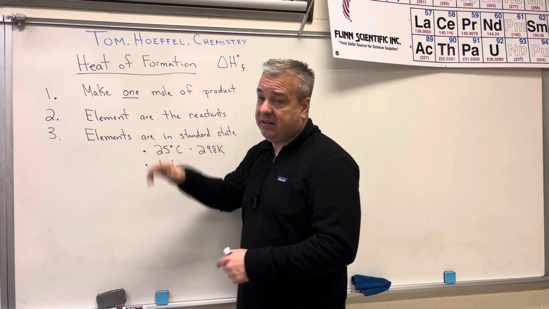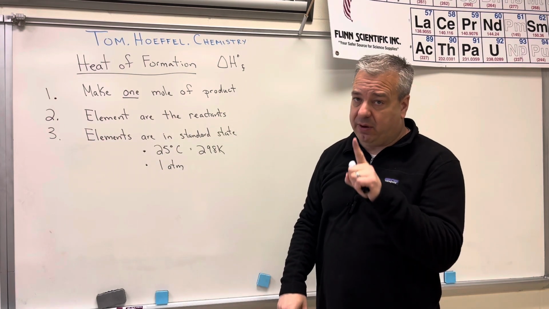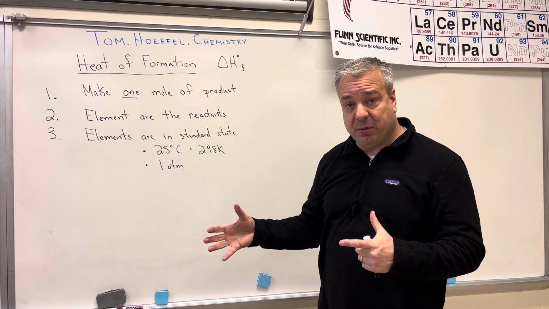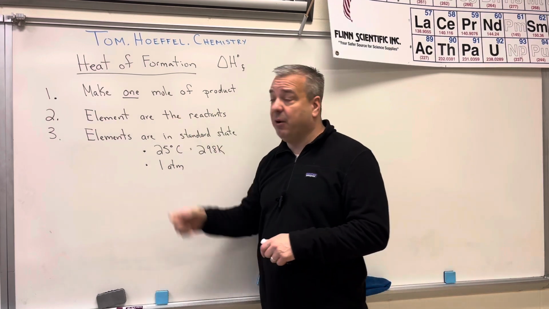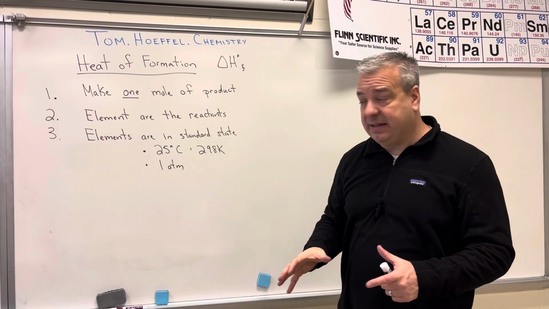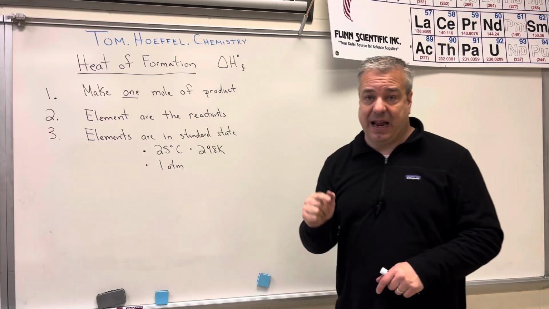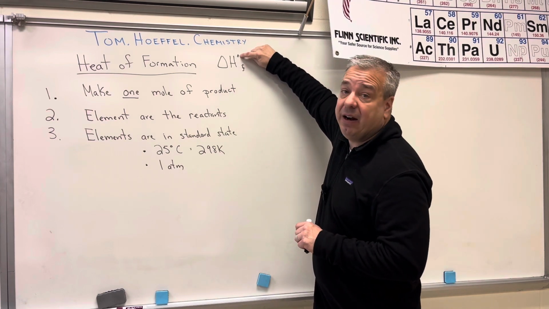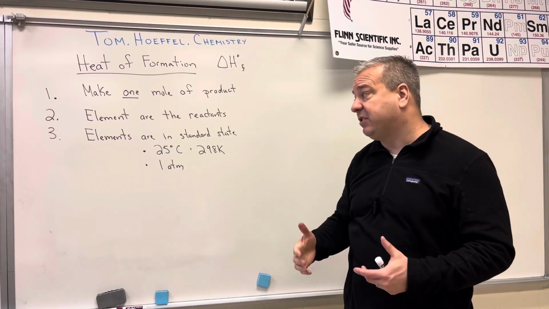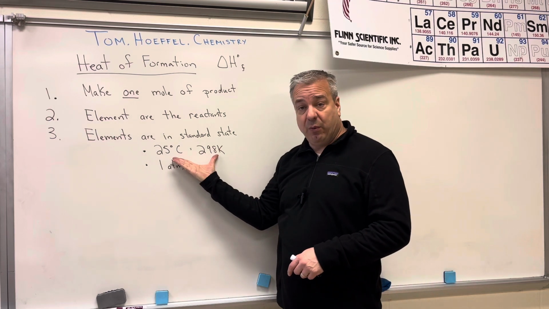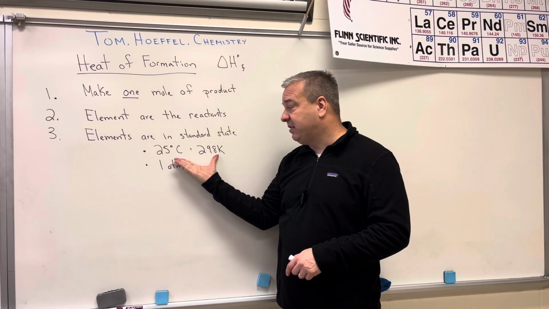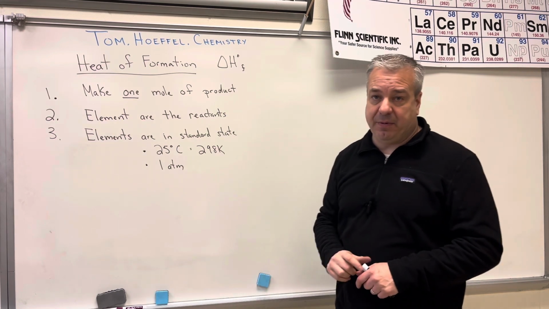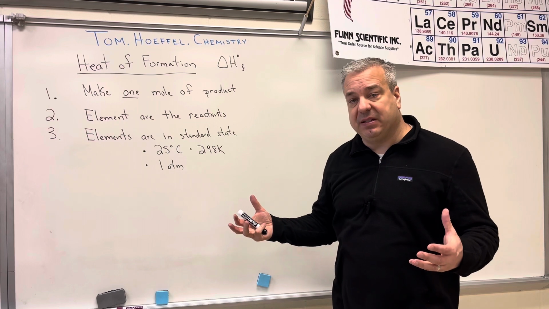Rule number one is that you have to make only 1 mole of a product. That's going to be kind of interesting with some of the problems that we're going to do in this video. Number two, the elements have to be reactants. And number three, those elements have to be in what we call standard state. This circle right here means standard state, and that means we're at room temperature, or 25 degrees Celsius, which is equivalent to 298 Kelvin, and 1 atm of pressure.